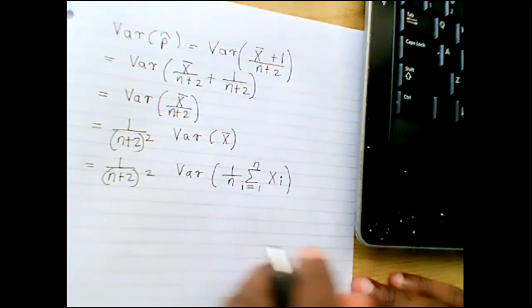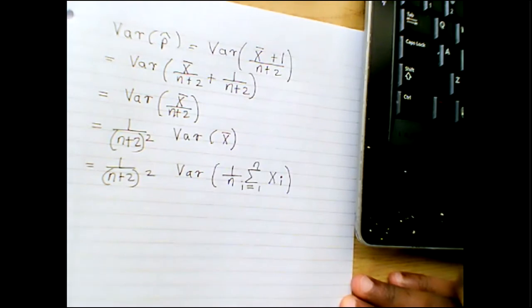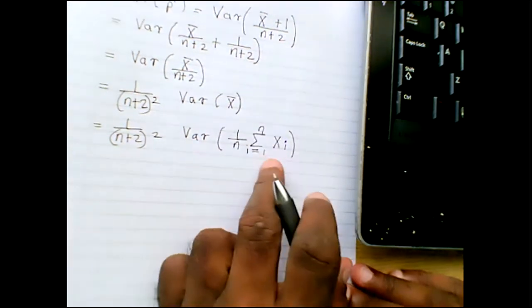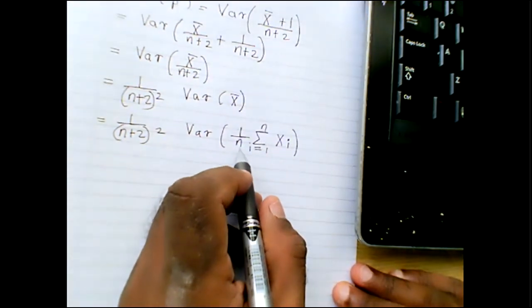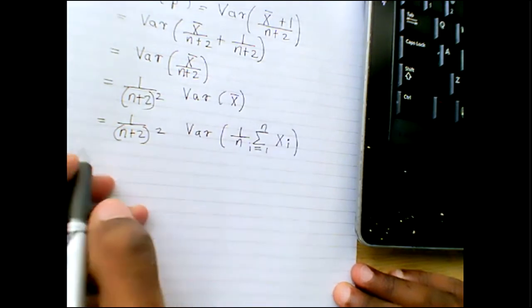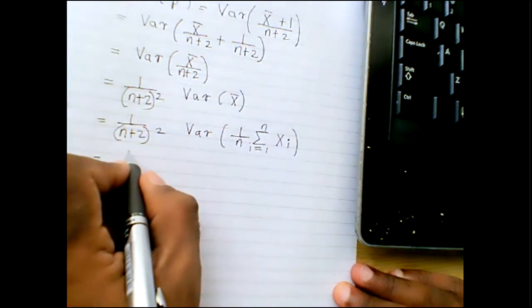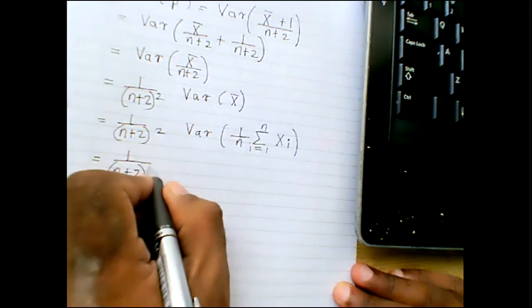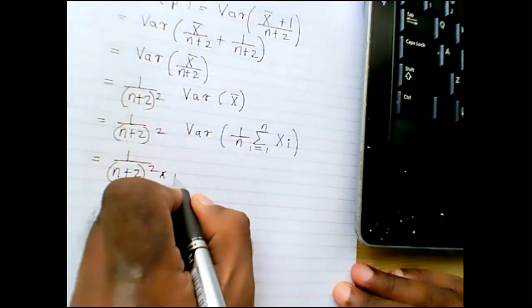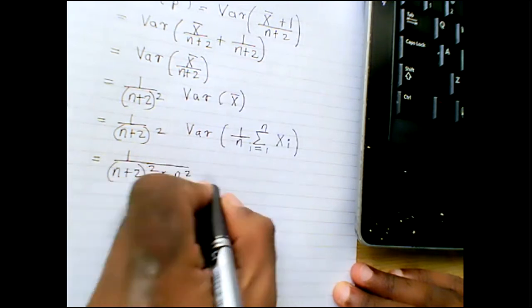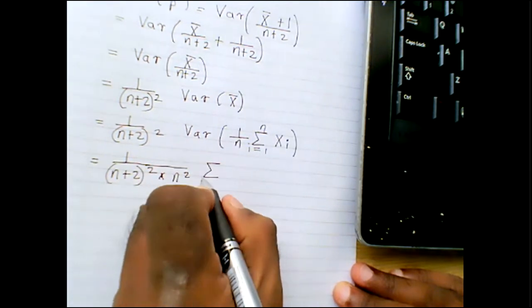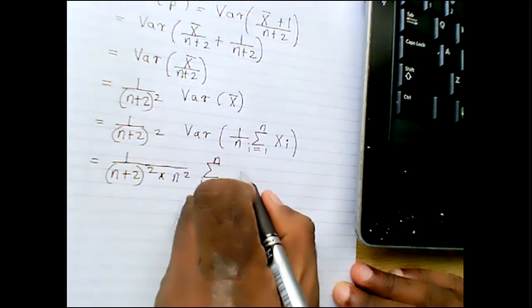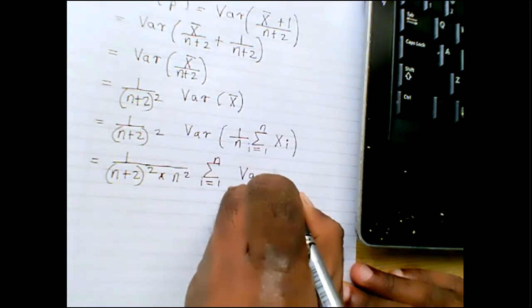Yeah, you follow me? Right. Now, taking the variance inside, n is a constant. When you pull it outside, it becomes n squared. So this is n plus 2 squared multiplied by n squared times the sum of the variance of xi.